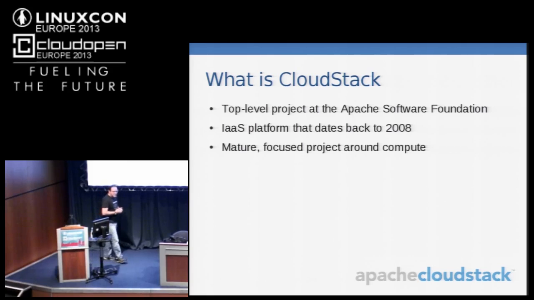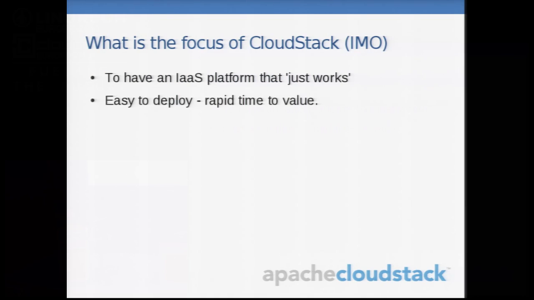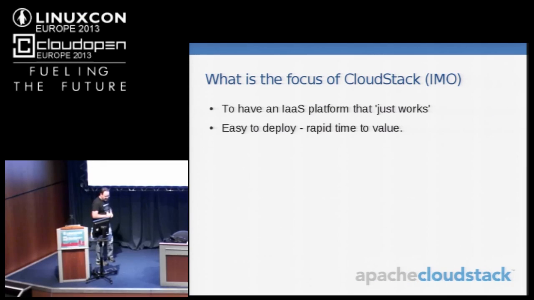CloudStack differs from a lot of the other infrastructure as a service platforms in a couple of ways. First and foremost is focus. And the focus is different. If you look at some of the other platforms out there, they have a very different focus. And I will tell you what I think CloudStack's focus is, or at least what it is today. That may change at some point because it is a living organization, living project. But I think that the focus of CloudStack is to have an infrastructure as a service platform that just works, that is really easy to deploy, because we want to focus on rapid time to value. That's one of the reasons you want a cloud platform in the first place, and we want to make sure that we're going to be able to allow you to do that.